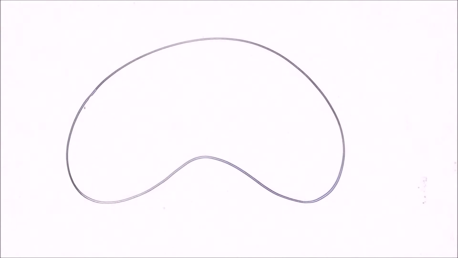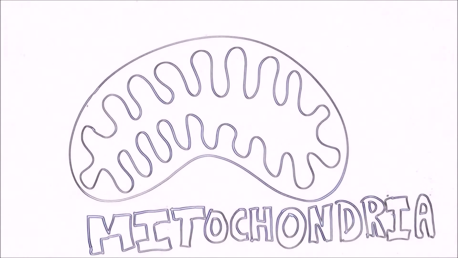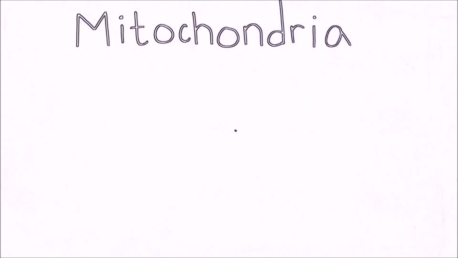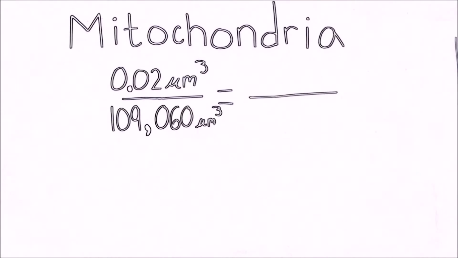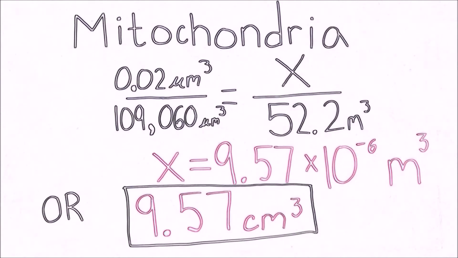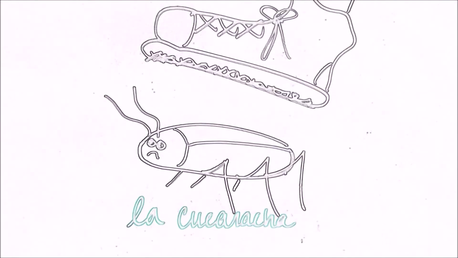The mitochondrion, responsible for ATP production, has an external membrane and an internal membrane connected to the cristae. There are approximately 10 to 10,000 mitochondria per cell, each measuring around 0.02 cubic micrometers. In a dorm room, a mitochondrion would be 9.57 cubic centimeters, about the size of a cockroach.